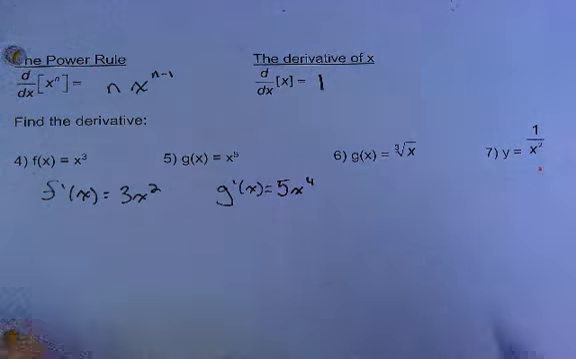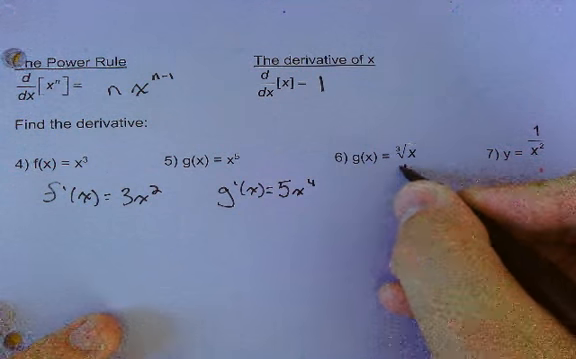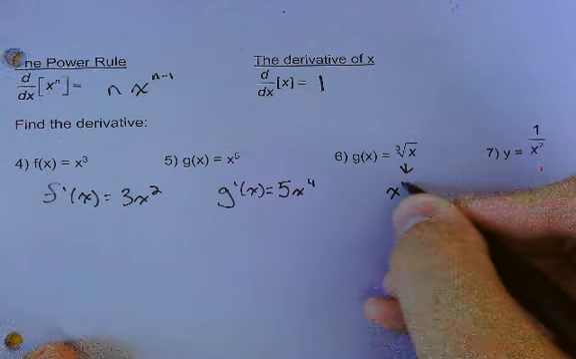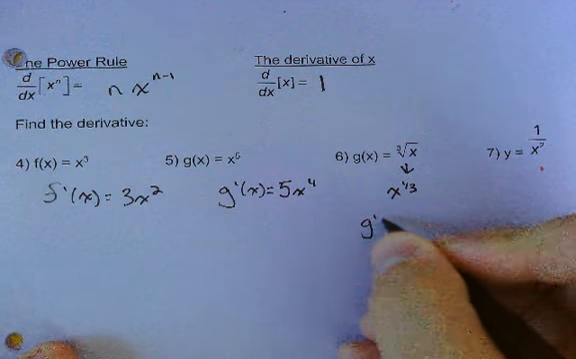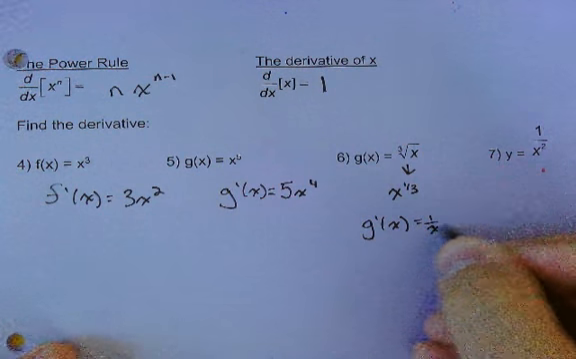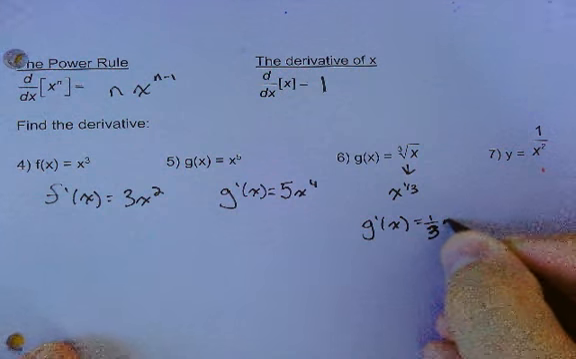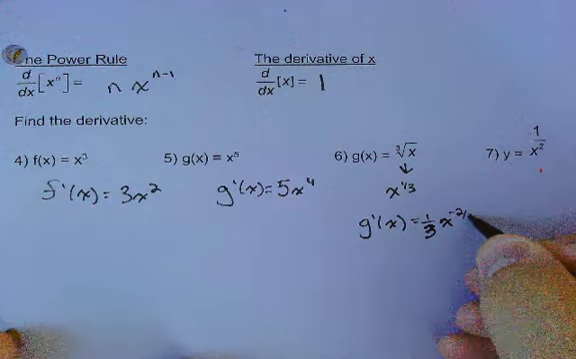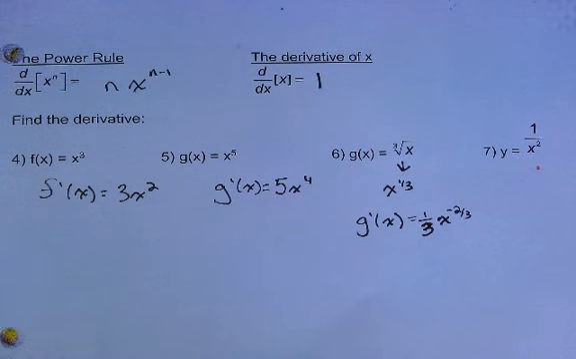Ooh, this one's a little bit trickier, isn't it? How can we rewrite that so it looks nicer? x to the 1/3. So now what's the derivative of x to the 1/3? 1/3 x to the... What's 1/3 minus 1? Negative 2/3. You better get good at that math, by the way. That simple fraction math is required.